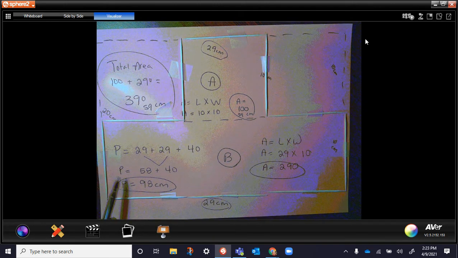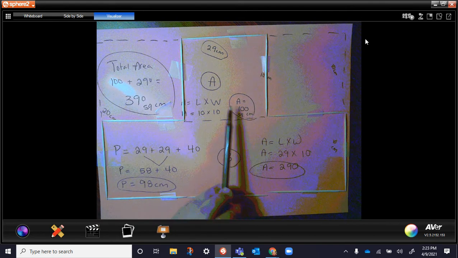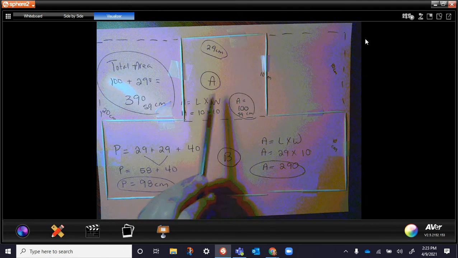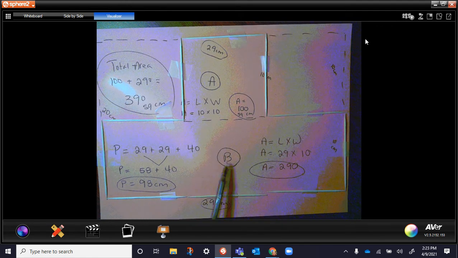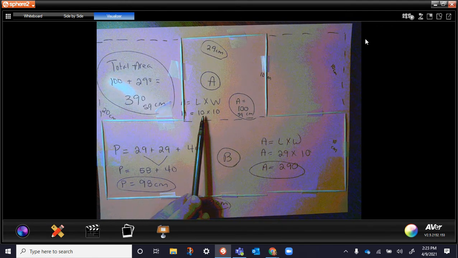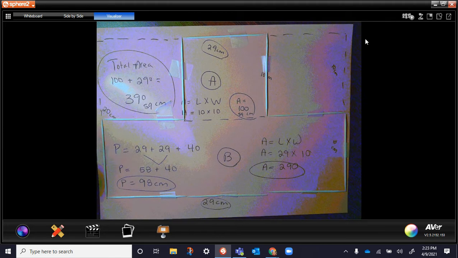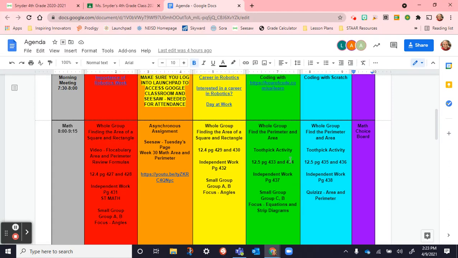For the area, we split our shape into two parts. We named this one shape A, this one shape B. We found the length and width and multiplied it together on both, and then added them together to get our total area. Then we went to our book and we worked on pages 435 and 436.